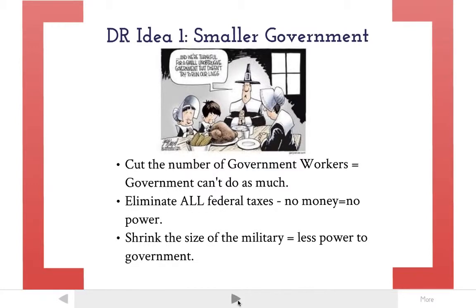Jefferson also eliminates all federal taxes, which means there's very little money for the government to operate on, and therefore very little power. Finally, Jefferson shrinks the military that was boosted by Adams. When there was a threat of war, Adams boosted the Army and the Navy, and Jefferson gets rid of much of that. No military power, less power for the government. So those are three things that Jefferson did to make the government smaller.